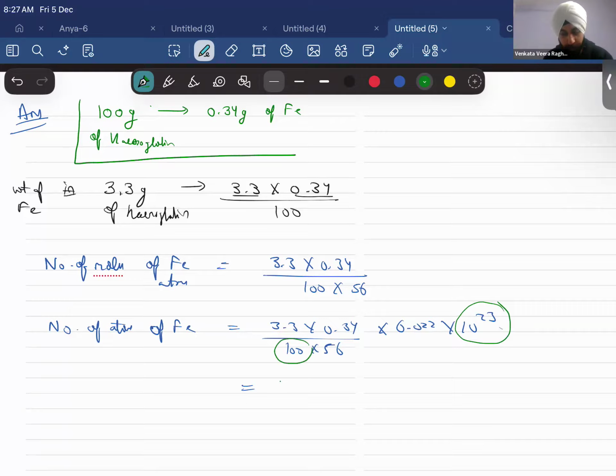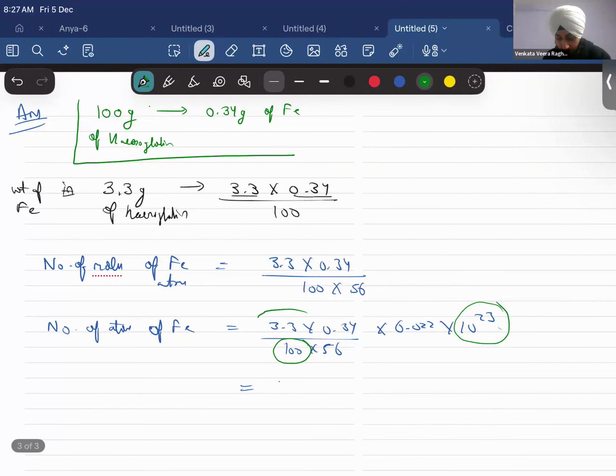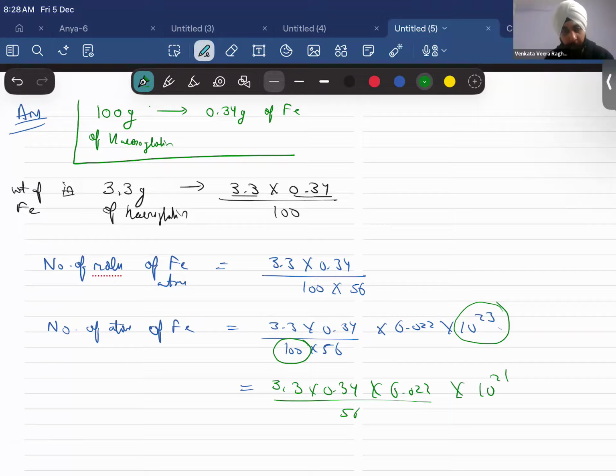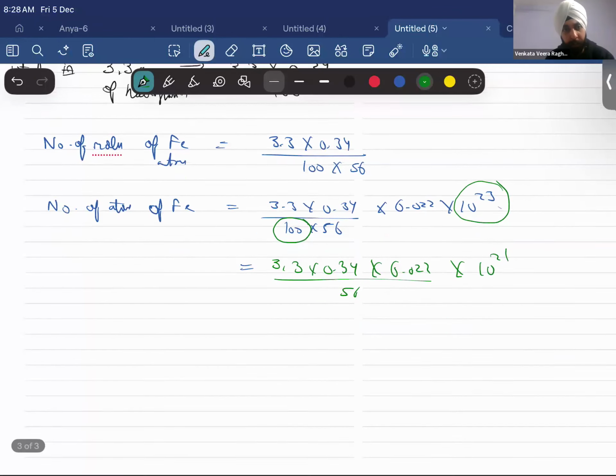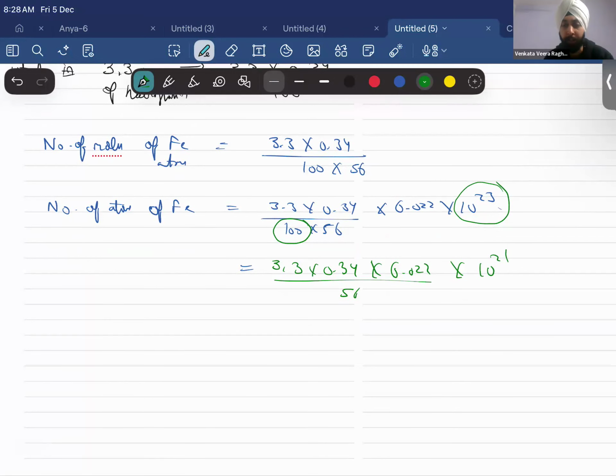Don't even put the 10 to the power things in the calculator. From the calculator, just find out this value, this multiplied with this or divided with this. Nothing else. Don't put any 10 to the power digits on the calculator. It will be a blunder at this stage. So it will be nothing but 3.3 into 0.34 into 6.022 divided by 56 into 10 to the power of 21. Now solve this value, and whatever you are getting, just bring it into the correct number of significant figures and the answer is done.